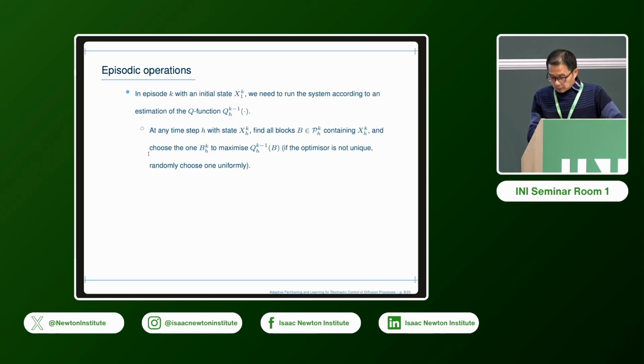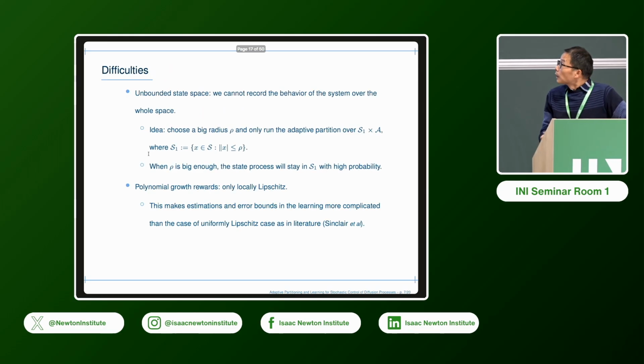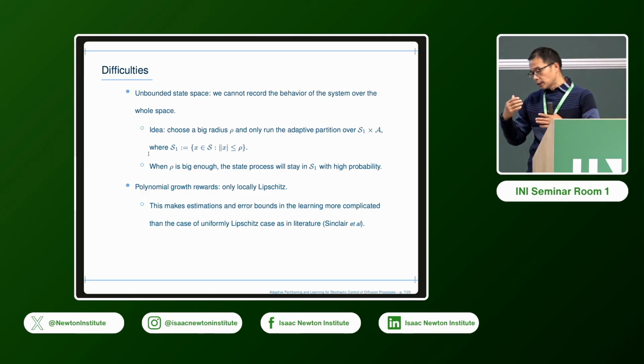B contains both the state and the action, right? Yes. So we will partition the product space. That's very critical because later, this block will also imply the information of our action.